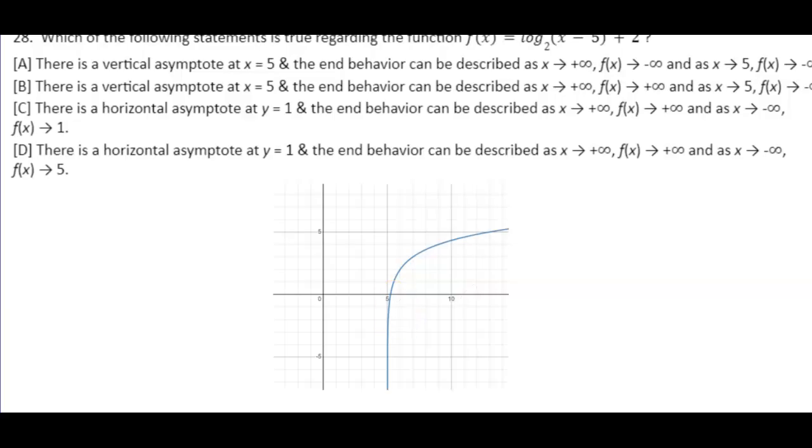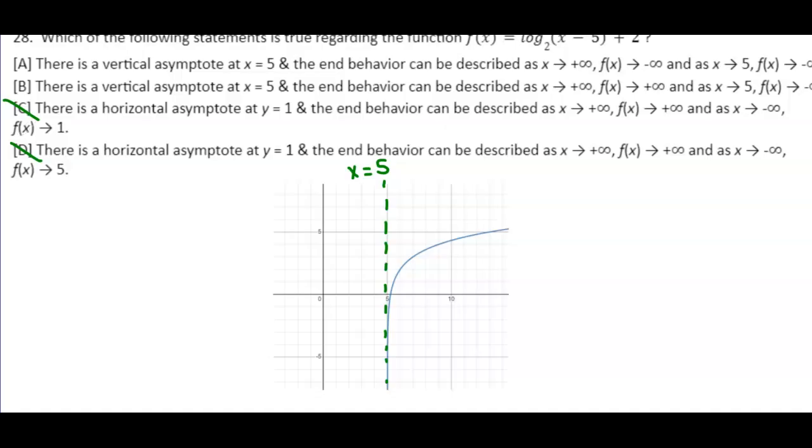All right, remember log functions have a vertical asymptote. So this one is flattening out vertically at x equals 5. Automatically, I can cross out D and C because D and C says that there's a horizontal asymptote. Logs never have horizontal asymptotes. So it's not C or D, it's between A and B.